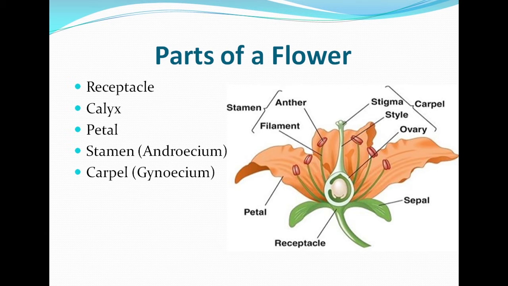So, the parts of flowers are 5 in number: receptacle, calyx, petal, stamen, and carpel. Stamen is also known as androecium and gynoecium is known as carpel. Okay, stamen consists of anther and filament, and carpel consists of stigma, style, and ovary.